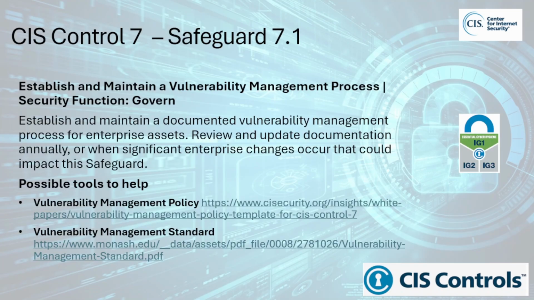Safeguard 7.1. Establish and maintain a vulnerability management process. This comes under the Govern Security function and is within Implementation Group 1. This safeguard requires organizations to develop, document and regularly update a formal vulnerability management process. This process should define how vulnerabilities are identified, assessed, prioritized, and remediated across the organization's IT environment.